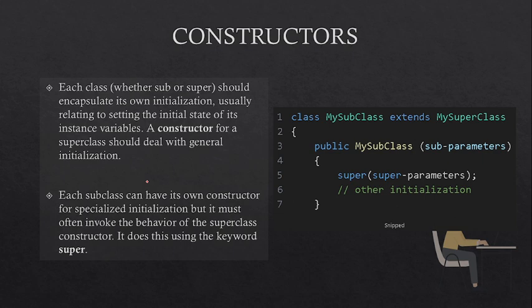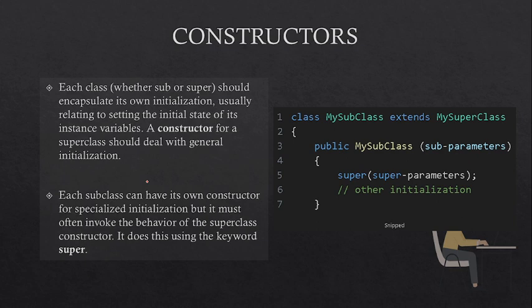Each class, whether it is a subclass or superclass, should encapsulate its own initialization. Meaning, the initializing of attributes should be included in one function, specifically when trying to create an object. This usually relates to setting the initial state of its instance variables.